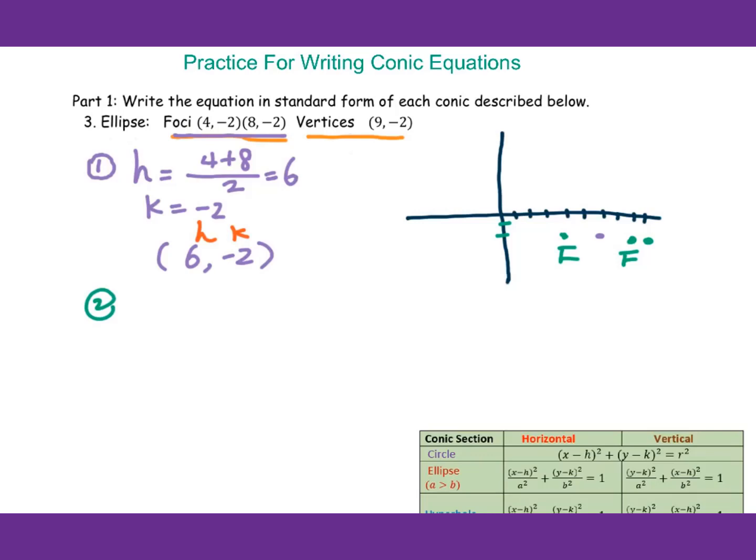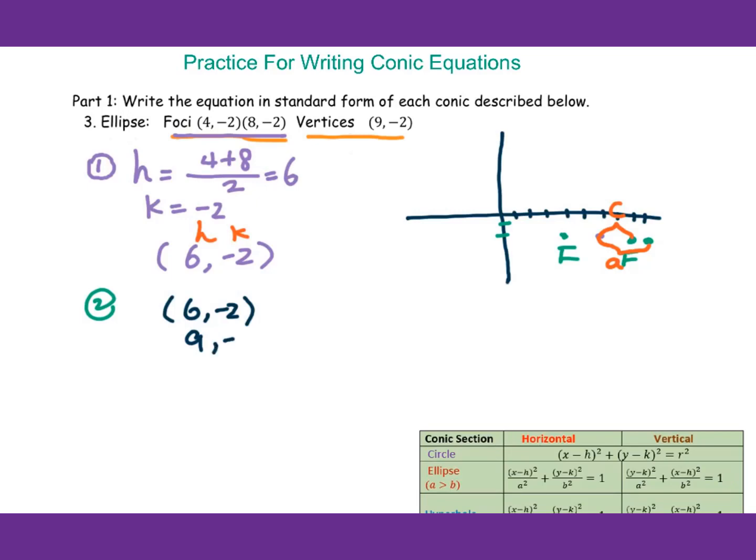Your second step, try to get the A, B, or C. From center, you go to focus, that will be C. From center, you go to this vertex, that's A. So we try to get the A. You have center 6, -2.